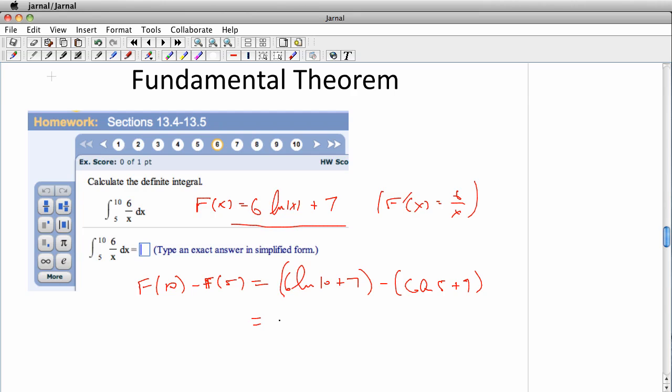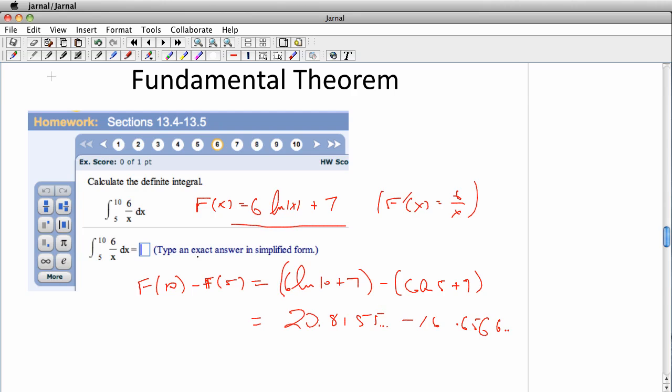So going to the calculator, 6 log of 10 plus 7 is 20.8155, etc. And 6 log of 5 plus 7 is 16.6566, etc. So I could just do that subtraction and get a number. Now notice that if I do that, that number is only going to be as accurate as I have decided to copy the numbers out of my calculator. If you don't copy very many digits out of the calculator, then it's not very accurate. And even if you copy all of them that are on your calculator, it's not a perfect answer.